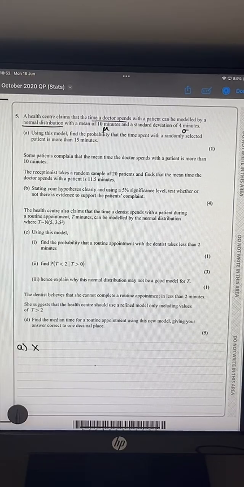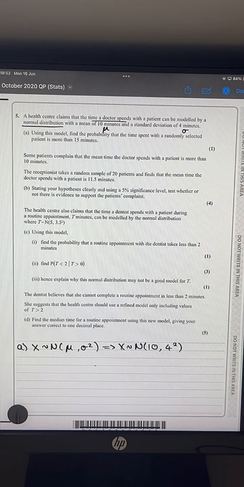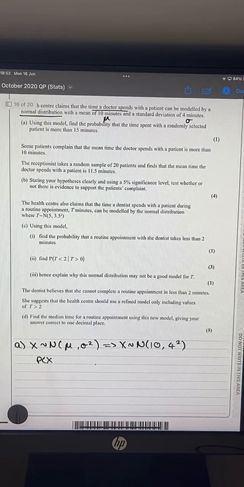So I'm going to say that X is going to be normally distributed, and these are my parameters. So that means that X is going to be normally distributed. What is my mean? 10. And what is my standard deviation? 4 squared. So that's how you put in the variance, right? So I need the probability that X is greater than 15 minutes, more than 15.